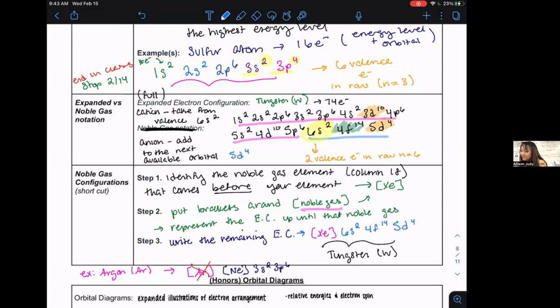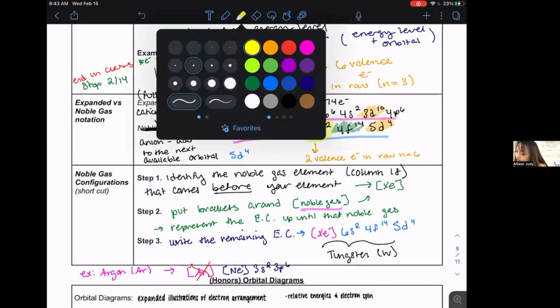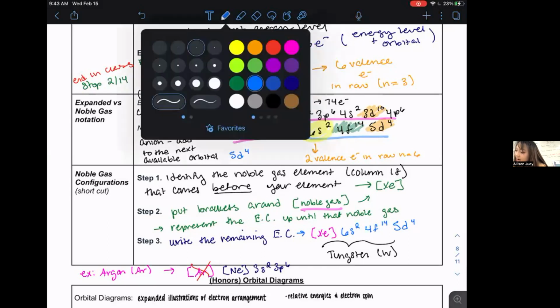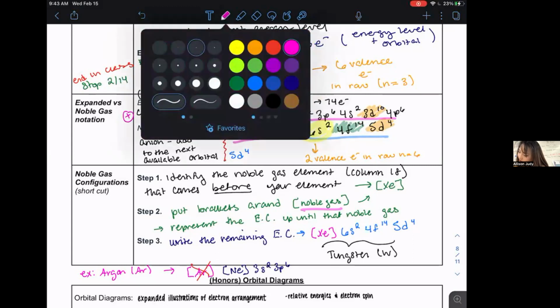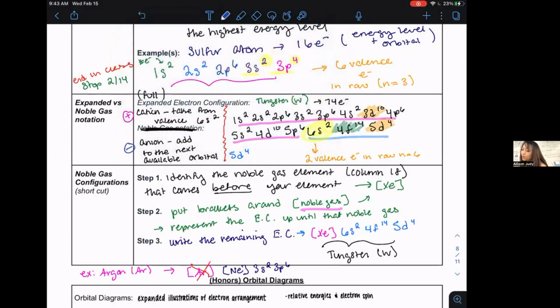So that's how we account for cations and anions in electron configuration. Okay. And remember, cations are positively charged. Anions are negatively charged. They have more electrons than protons. Yes.